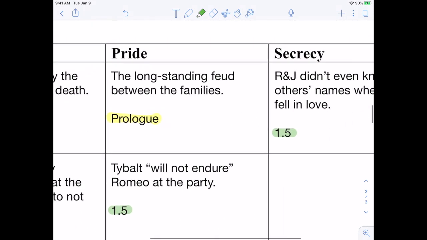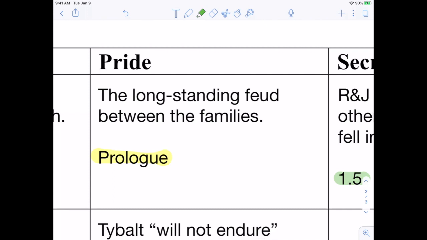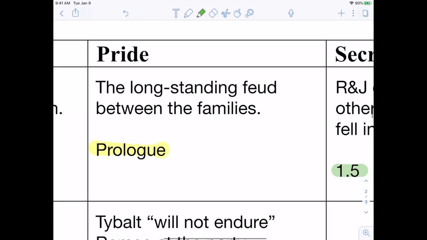For pride, it is a point of pride. It is a matter of pride that this long-standing feud between the families even exists, right? Could they let it go? Sure. Could they just stop killing one another, fighting one another? Absolutely. But they don't, and I think that a lot of that has to do with their sense of pride. And so we see that initially in the prologue.